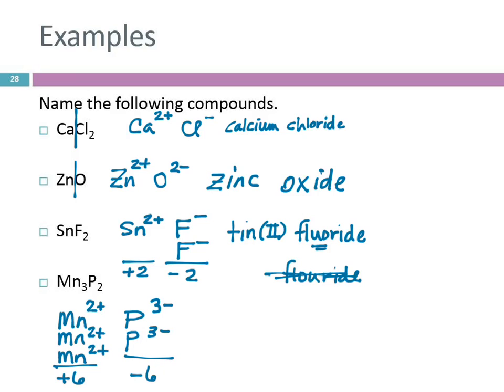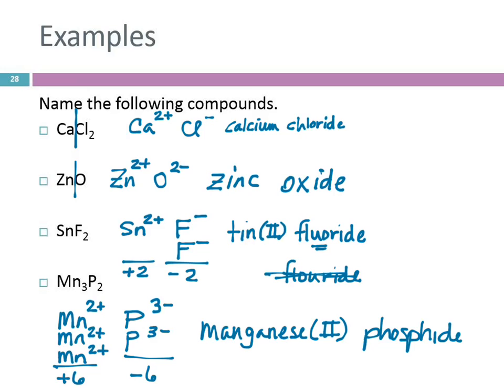So then what's the name for this compound? Manganese. And it needs a Roman numeral, right? Oops, I almost spelled it wrong. Let's start that over again. Manganese. The charge is 2, so I'm going to put the Roman numeral 2 in there. And phosphorus becomes phosphide. Any questions?